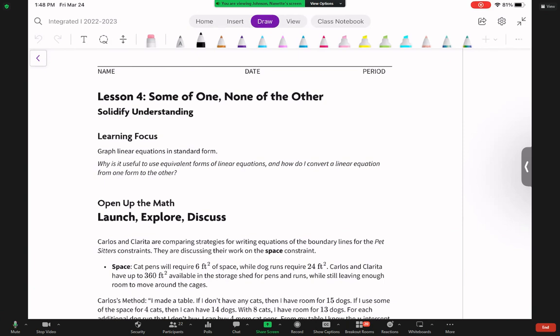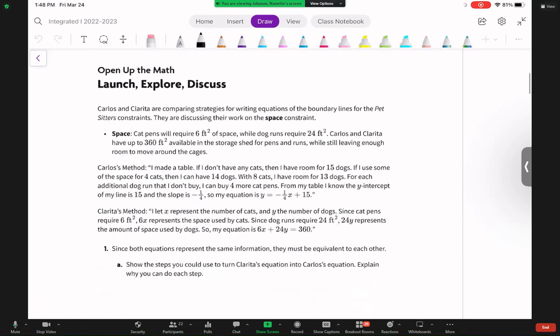So today you're going to be able to graph linear equations in standard form. And it says, why is it useful to use equivalent forms of linear equations? And how do I convert linear equations from one to another? You already know how to convert linear equations from one to another. We're really going to be focusing on why it is useful to use certain forms.